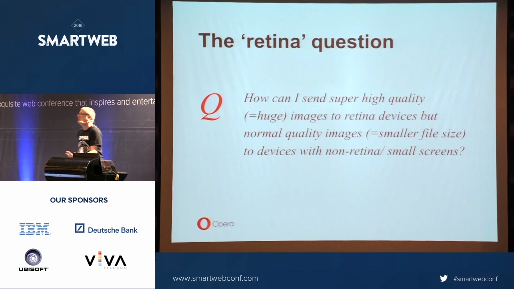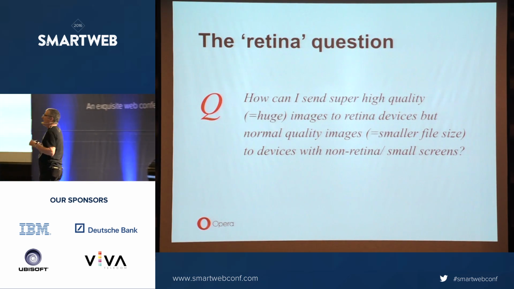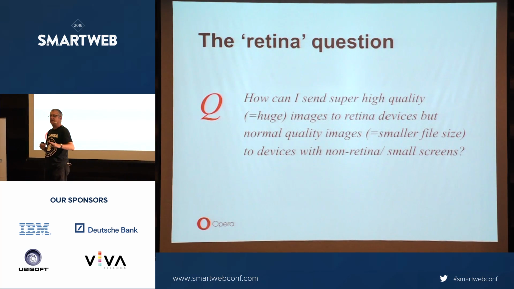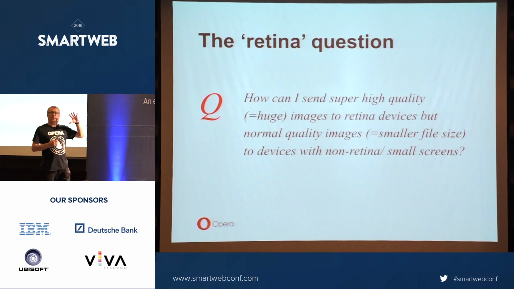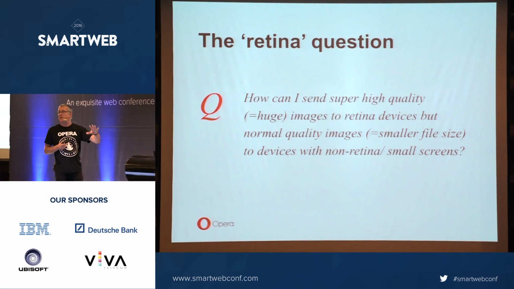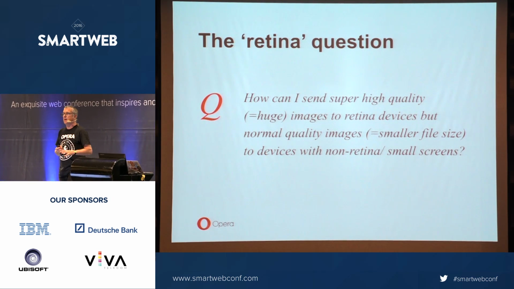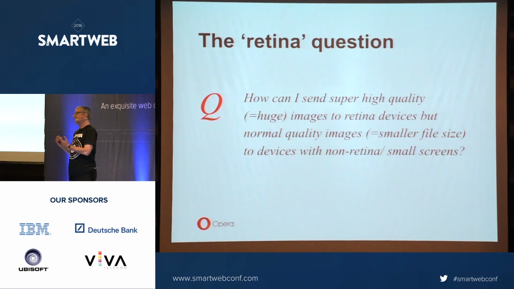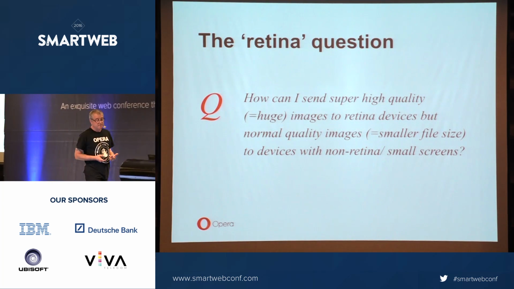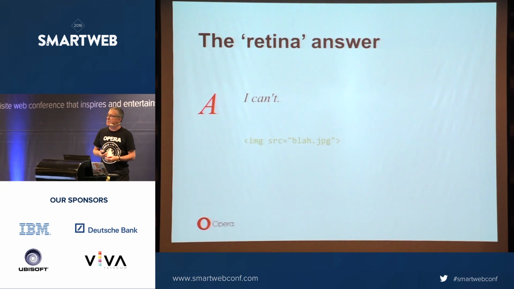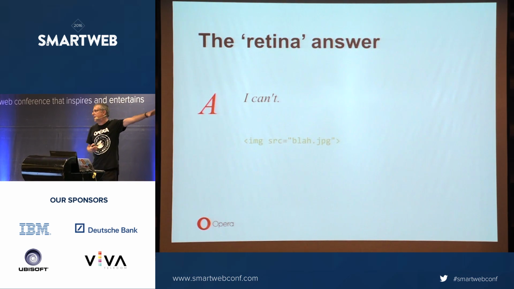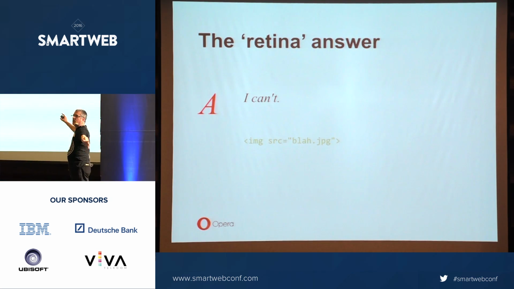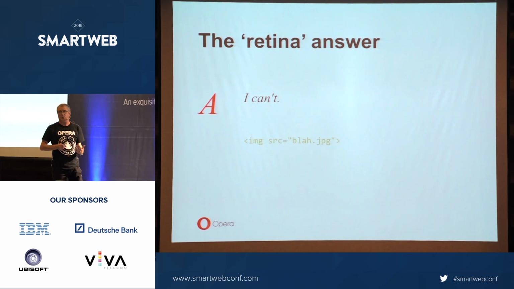About 2011, I was at conferences like this, and at about 5 different conferences, people came up and said, how can I make it so that I can send super good quality images to retina devices and lower quality images to e-ink readers, monochrome feature phones, etc.? And the answer is, you can't. Because the image element, the humble image element, has only one source. You can't give different sources.